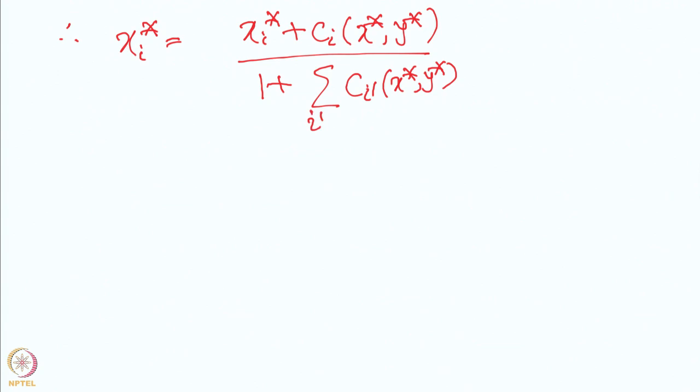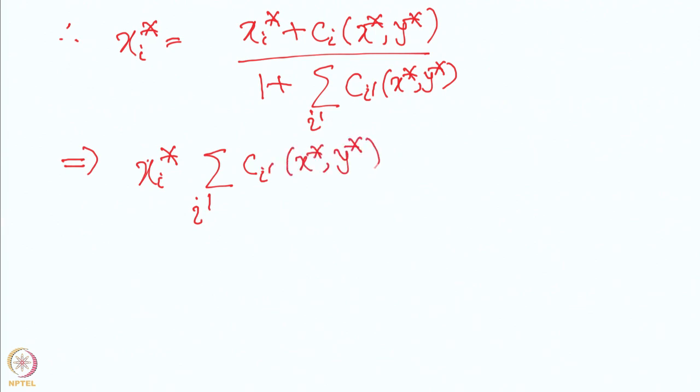From here we would like to get some contradiction, or to say that x star and y star are a Nash equilibrium. How do we prove it? This immediately implies, by cross multiplication, we have x_i star times the summation over i prime of c_i' of x star, y star is the same as c_i of x star, y star.